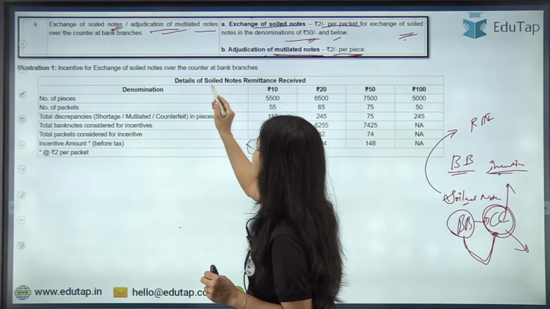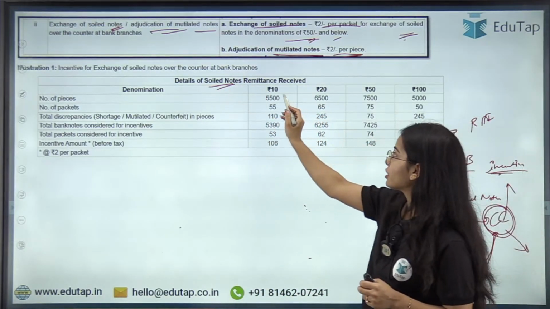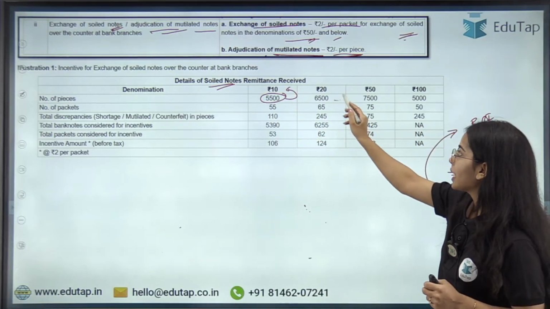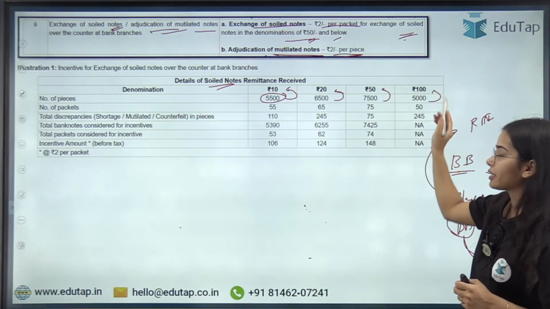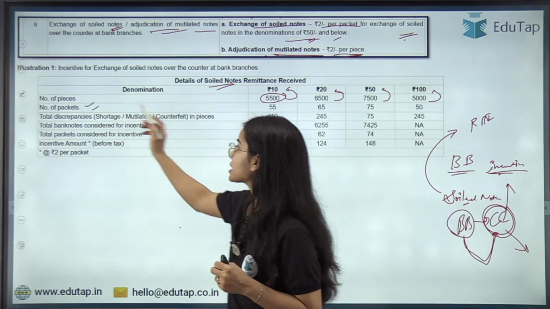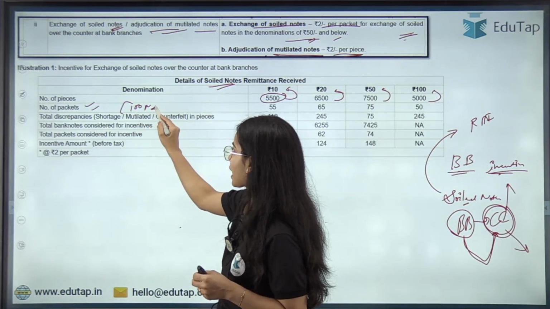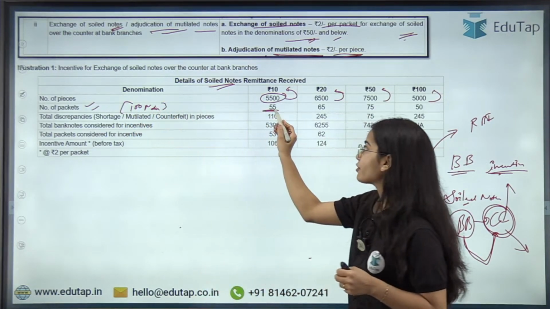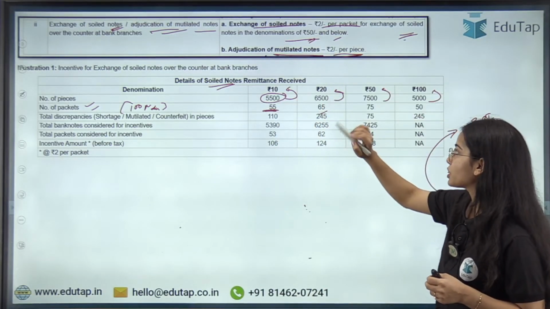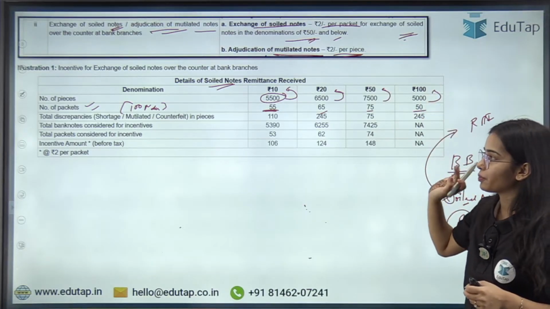First of all, let's take the example of soiled notes. Here you can see that 5,500 soiled notes are collected for rupees 10, and these are the soiled notes collected for different denominations. One packet is of 100 notes. So there are 55 packets of rupees 10, 65 packets of rupees 20, 75 packets of rupees 50, and 50 packets of rupees 100, okay?